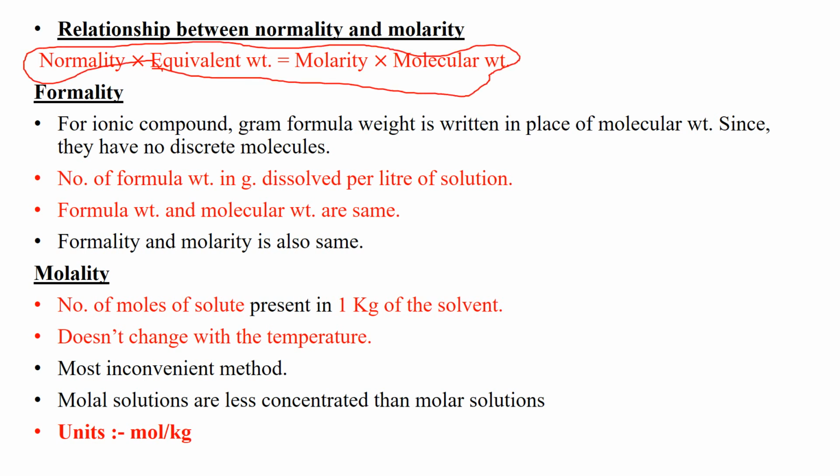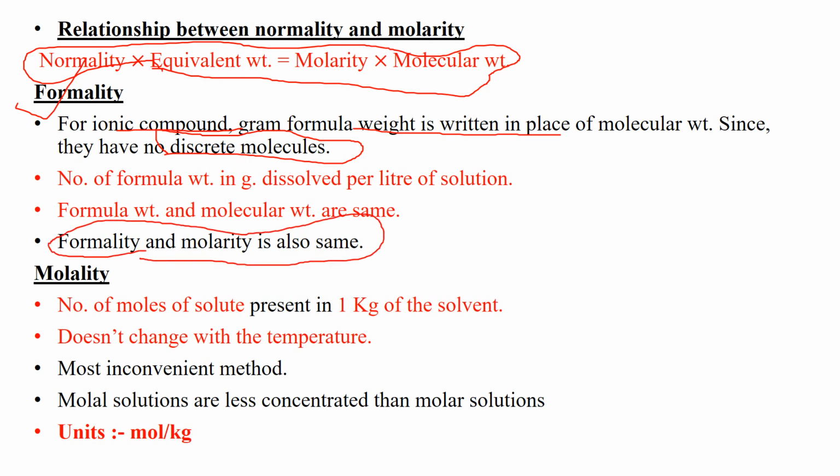Next one, formality. For ionic compound, gram formula weight is written in place of molecular weight since they have no discrete molecules. Ionic compounds have no discrete molecules. Ionic compound have no molecular formula. So in case of ionic compound, formality is written in place of molarity. However, normality and formality are different things, but formality and molarity are the same things. Number of formula weight in gram dissolved per liter of solution is known as formality.